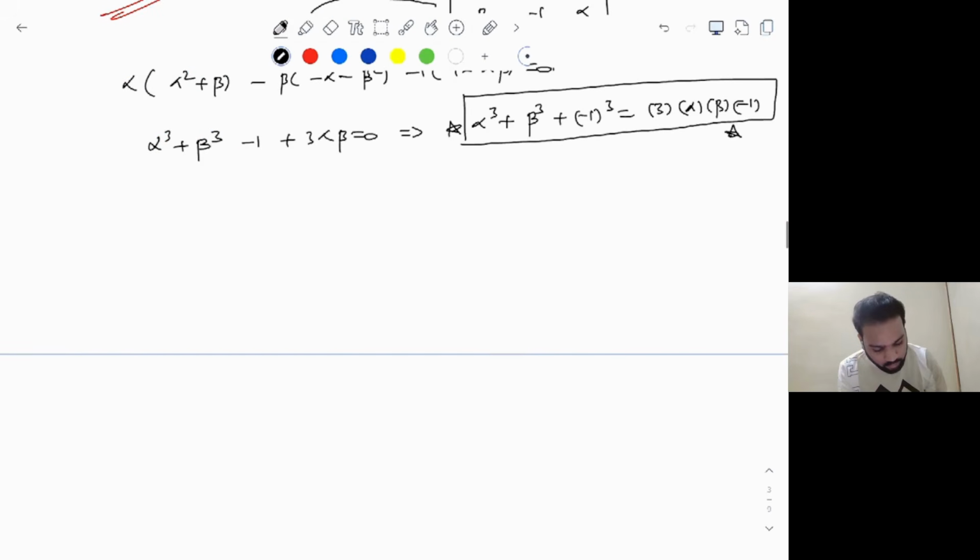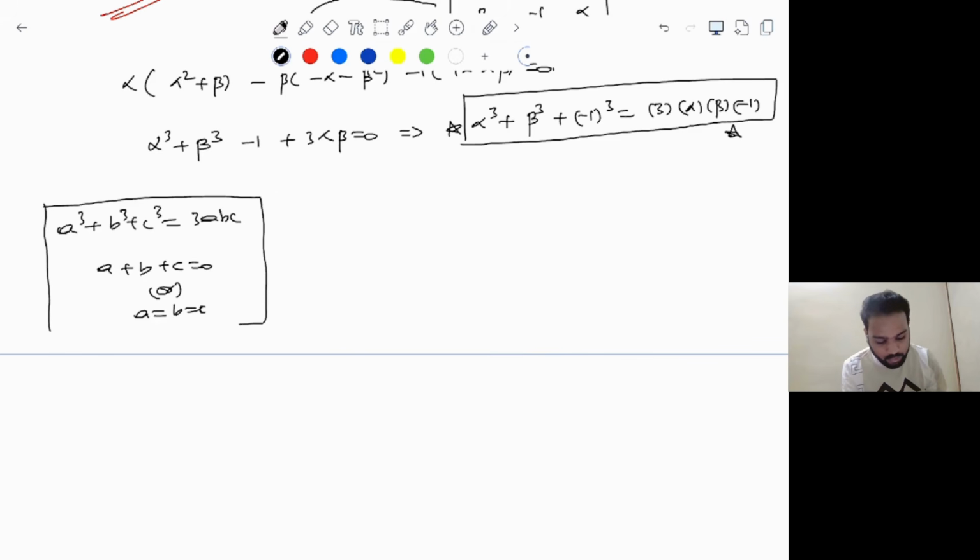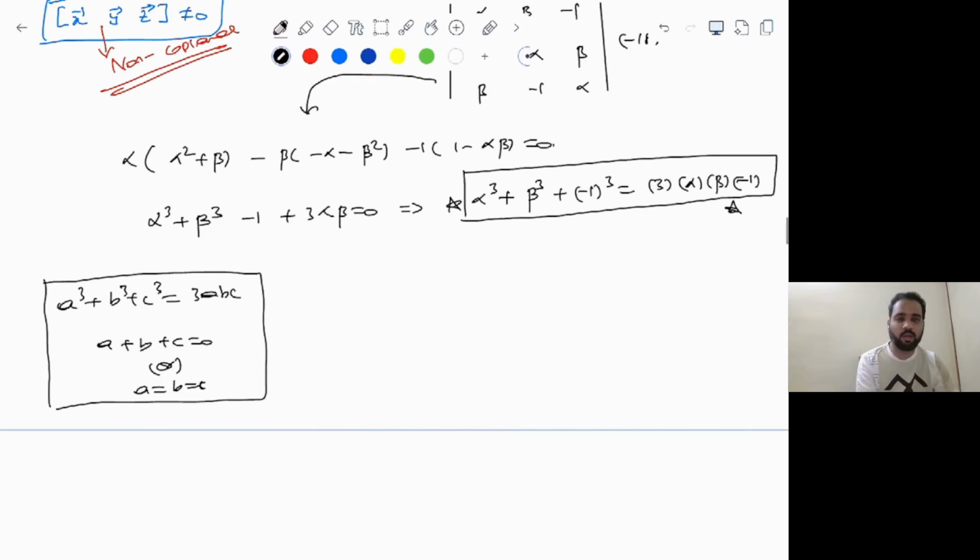So what's our property when we have A cubed plus B cubed plus C cubed is equal to 3ABC? Two conclusions can come. That is, either A plus B plus C is equal to 0, or also A is equal to B is equal to C. Two conditions, two cases are possible. So if you observe this result, whatever we have got, it is exactly looking like this formula here. A cubed plus B cubed plus C cubed is equal to 3ABC. Now let's try to take the conditions here.